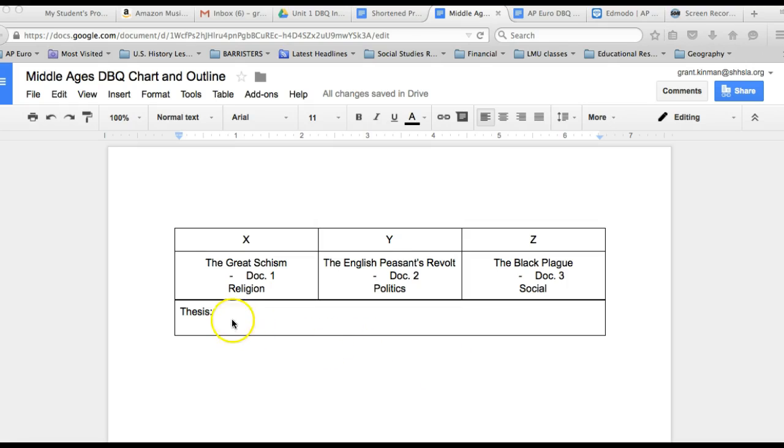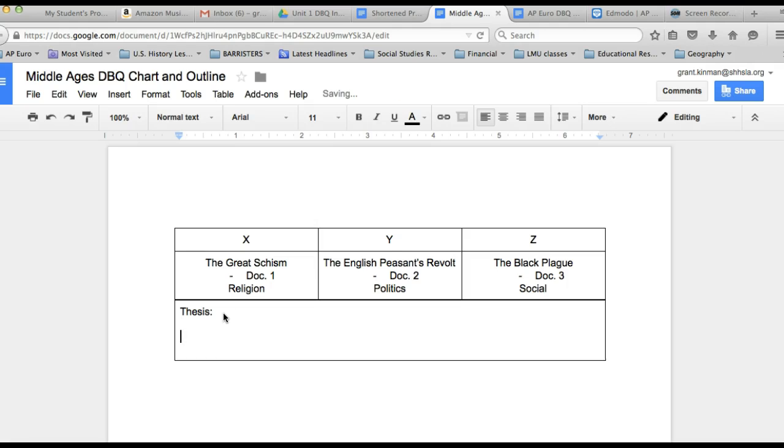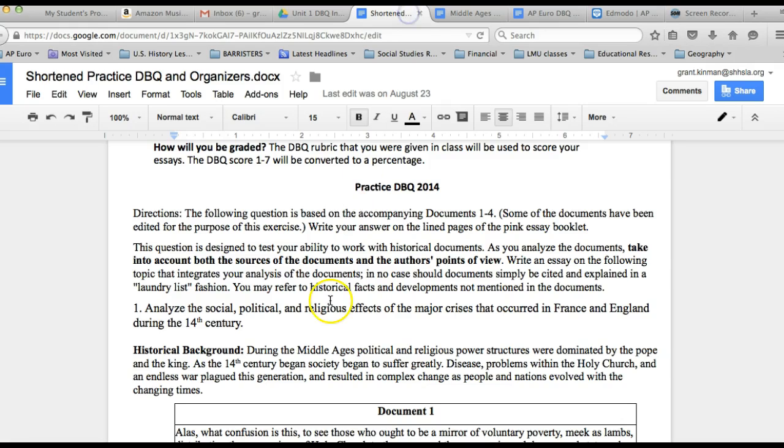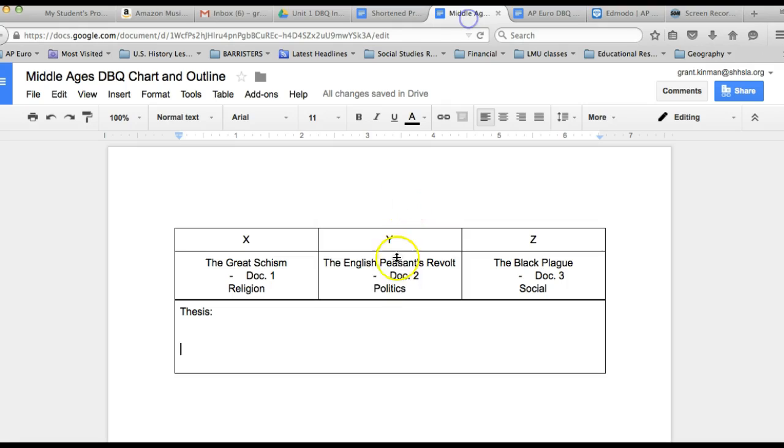Work on our thesis. So I want you to, underneath your XYZ work here, your outline, write thesis, and let's go back to our question. Again, return to the question. Analyze the social, political, and religious effects of the major crises that occurred in France and England during the 14th century. So we got to keep those specifics in mind. It's France and England. It's the major crises, and what were their effects. Okay? So, keeping those things in mind, you're going to brainstorm your thesis and make sure you're describing the effects.